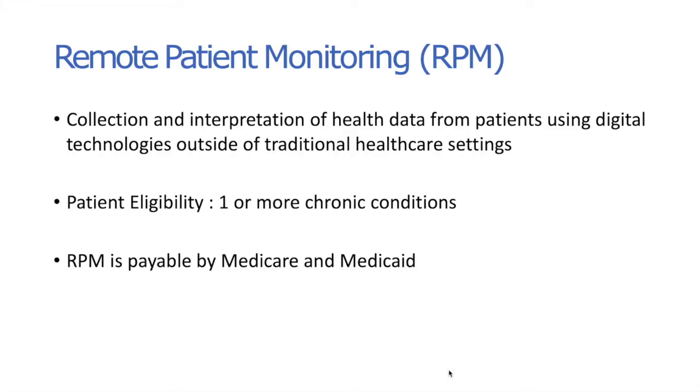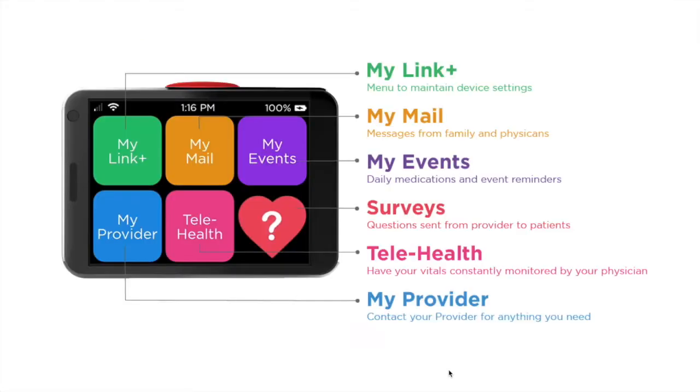So what is RPM? RPM stands for Remote Patient Monitoring, and basically this is a service that involves the collection and interpretation of health data using digital technologies outside of traditional healthcare settings. So this could be any remote setting, usually the patient's home. In order for a patient to be eligible for RPM, they need to have one or more chronic conditions. And additionally, they need to have either Medicare or Medicaid as their insurance.